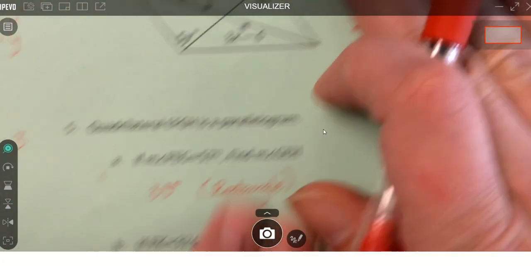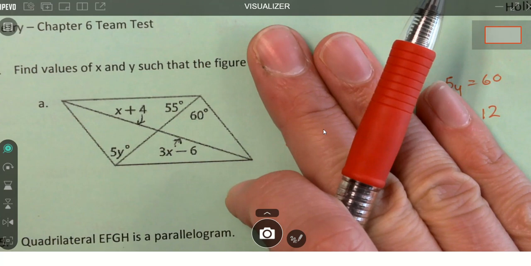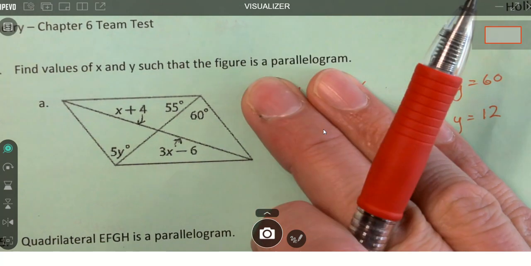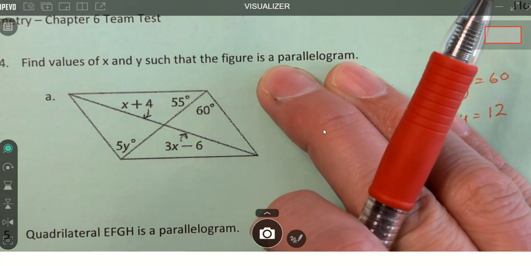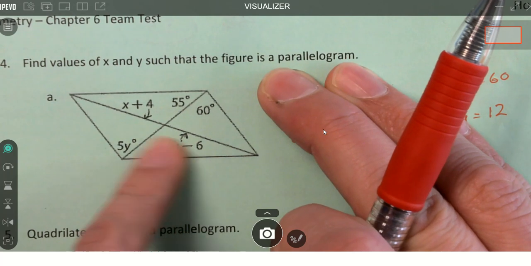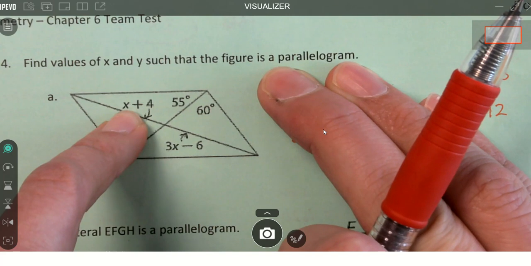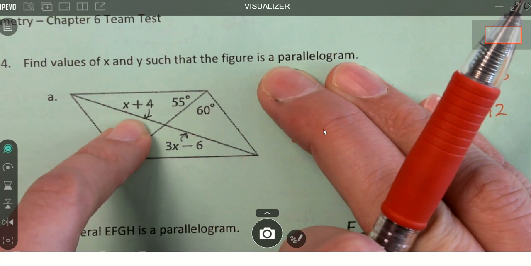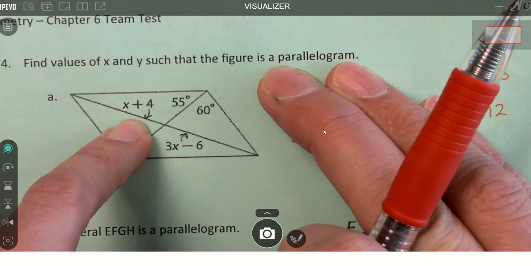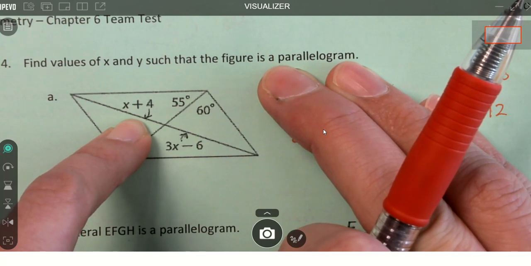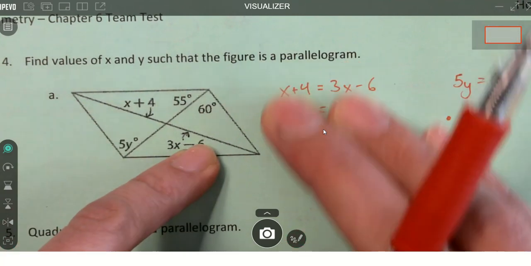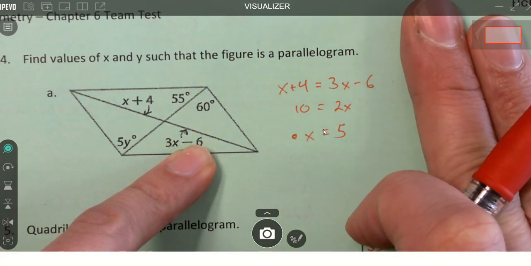Okay. On this one is one place where I saw people getting all goofed up. I want this to be a parallelogram. Now, I added these little arrows so there was no confusion. These are talking about like x plus 4. Is this a length or an angle? How can you tell it's not an angle? There's no degree. What do the diagonals of a parallelogram do to one another? So x plus 4 better be the exact same as 3x minus 6. You do that, you get x is 5.